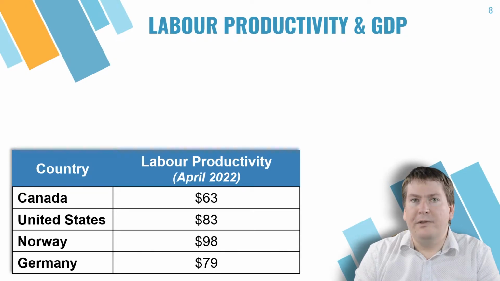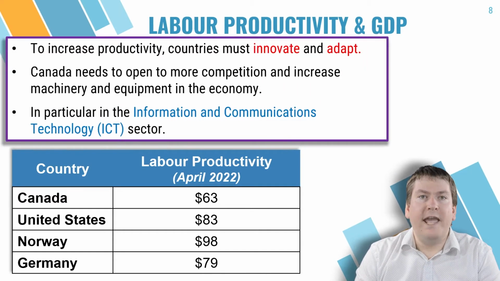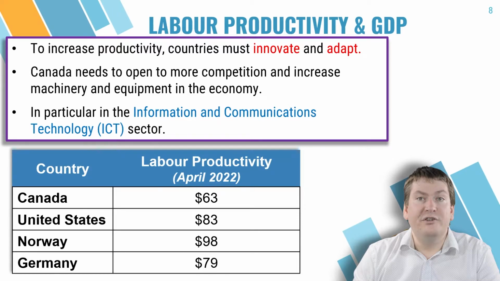This is a bit of a problem, though. As you can see from this table, Canada is lagging behind in labor productivity when compared to other similar countries. Now, the solution to this productivity gap is not simply working harder or spending more hours at work. Rather, the solution is working smarter or more efficiently. For Canada, this means fostering a culture of innovation, opening its industries to more competition, and increasing the amount of machinery and equipment, particularly in the information and communication sector. That's also called the ICT sector.